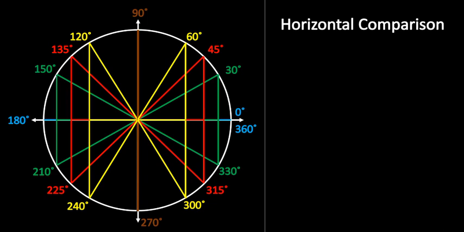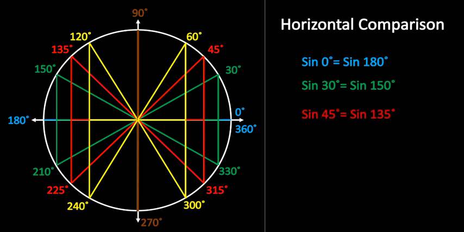Similarly, when the angle is 0 degrees, the value of sine is 0, and when the angle is 180 degrees, the value of sine is also 0. So sine of 0 degrees is equal to sine of 180 degrees. Similarly, sine of 30 degrees is equal to sine of 150 degrees. Sine of 45 degrees is equal to sine of 135 degrees. Sine of 60 degrees is equal to sine of 120 degrees.